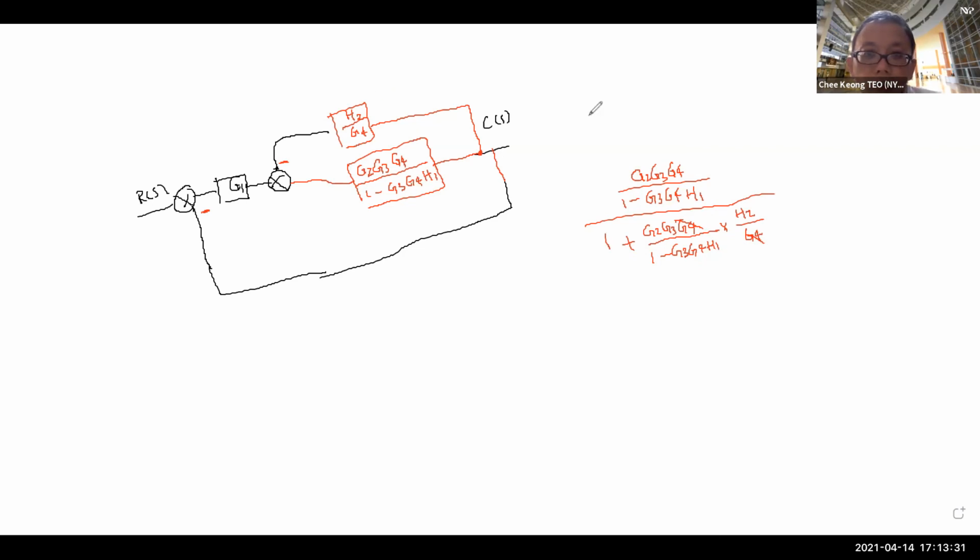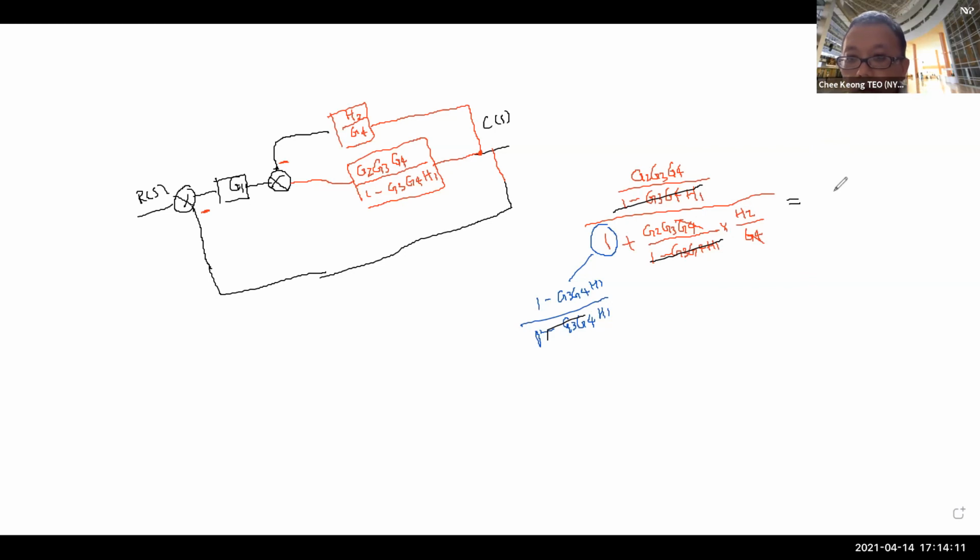Let me change the color. Change this guy to what? Change this guy to the same denominator. It will be 1 over 1 minus G3, G4, H1 over 1 minus G3, G4, H1. So this is itself divided by itself, so it equals 1. Now all the denominators are the same, so you can cancel all the denominators and write out all the equivalent new numerators.